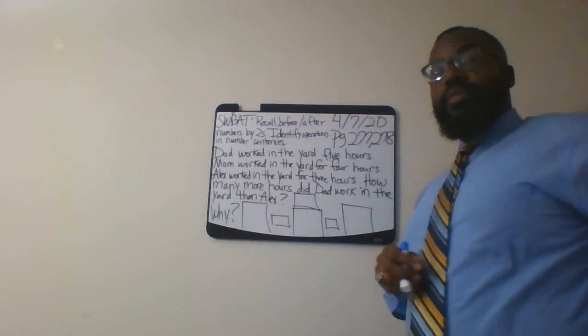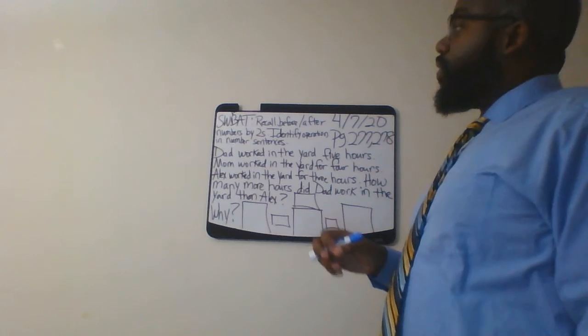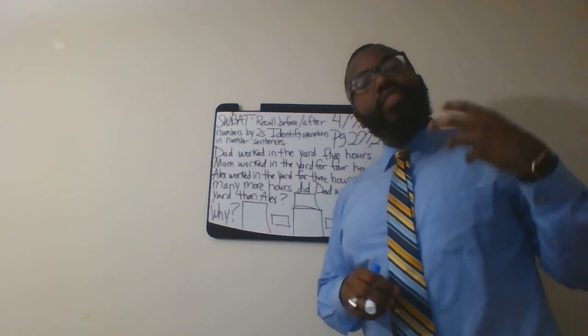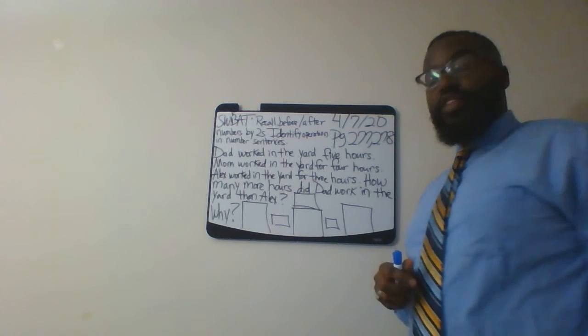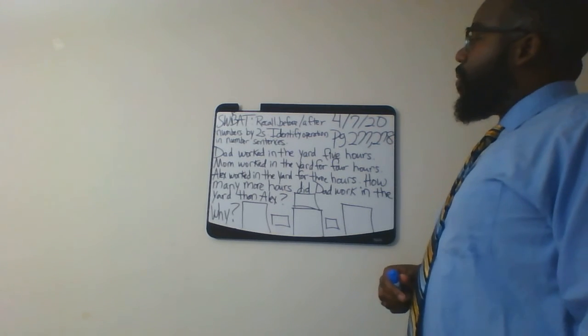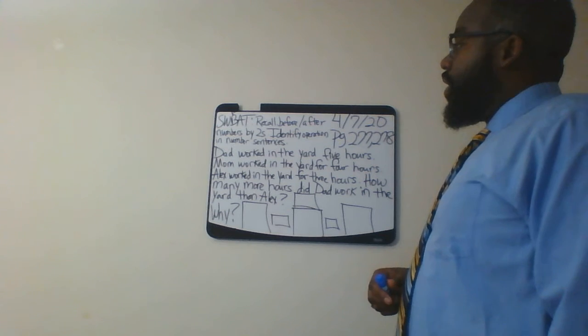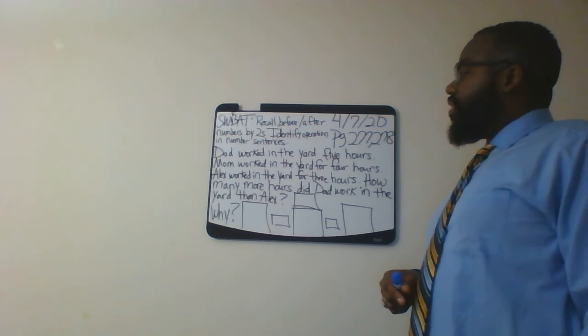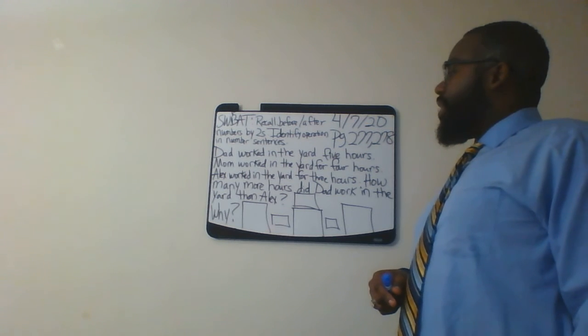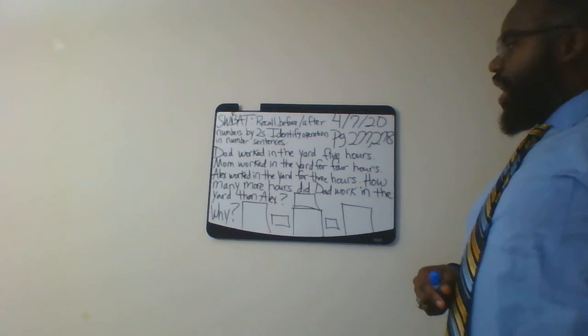So the second word problem we have is just like the first one. We're going to first read it and circle the fact that doesn't belong, and then we'll be able to write our combination that we do have. So let's read. It says, Dad worked in the yard for 5 hours. Mom worked in the yard for 4 hours. Alex worked in the yard for 3 hours. How many more hours did Dad work in the yard than Alex?